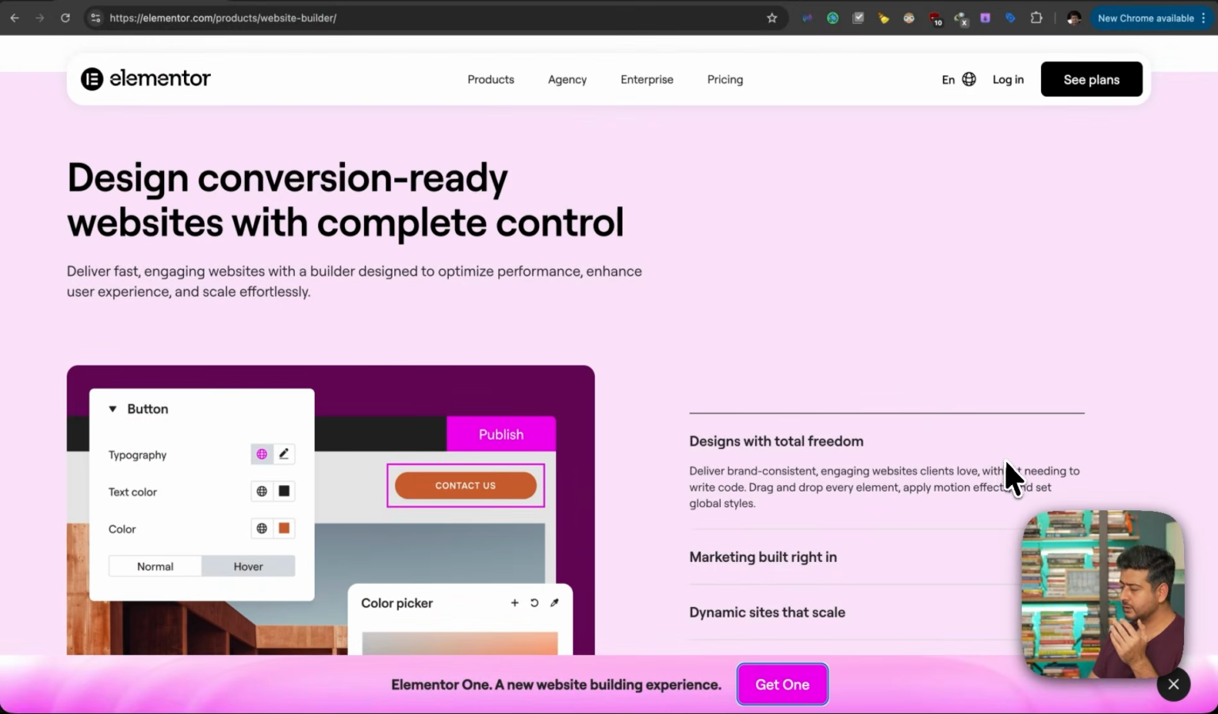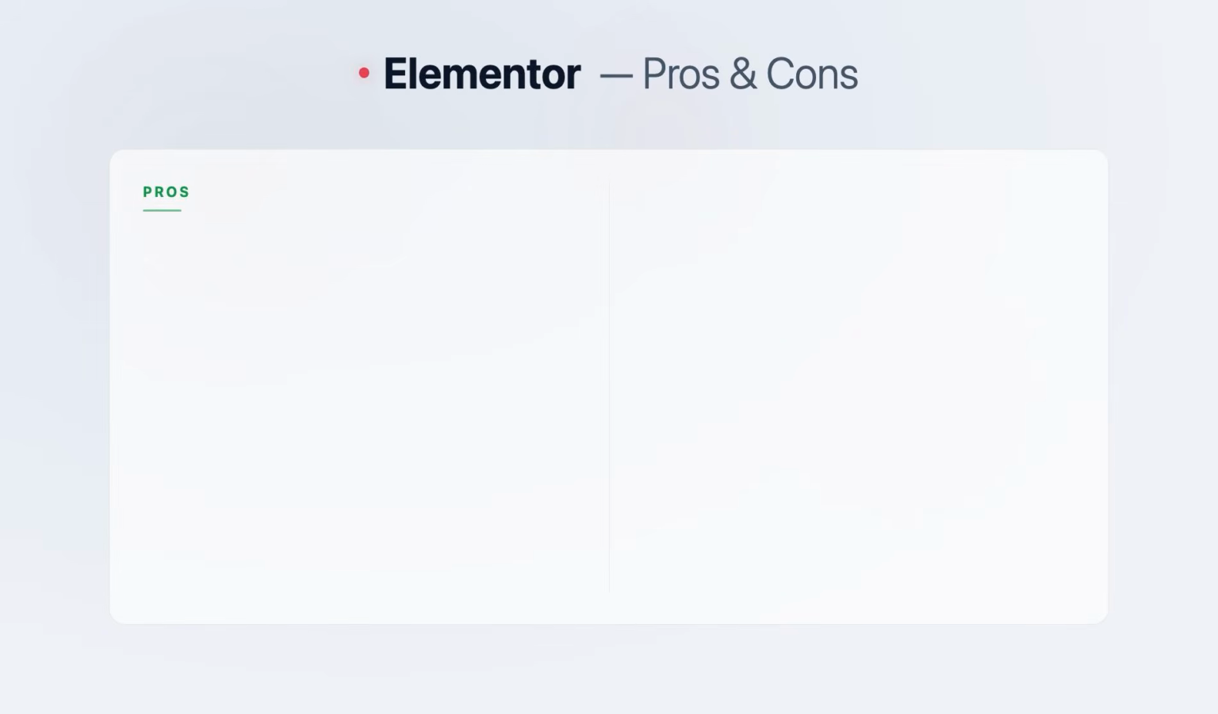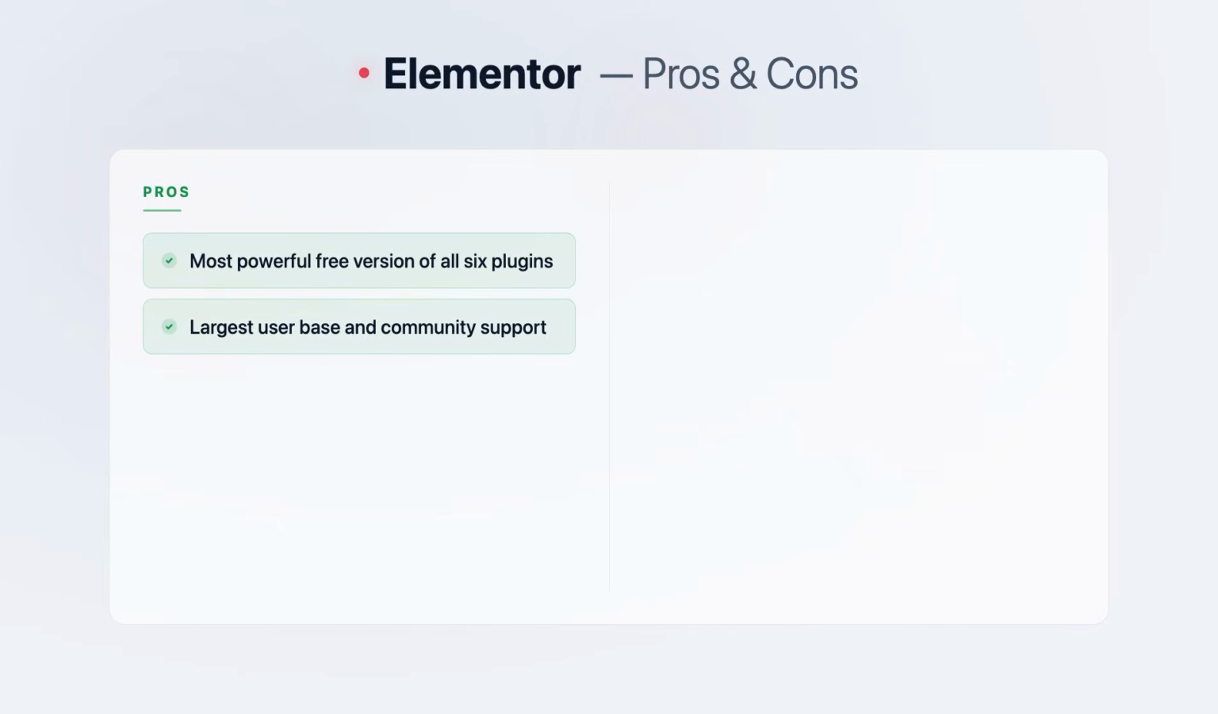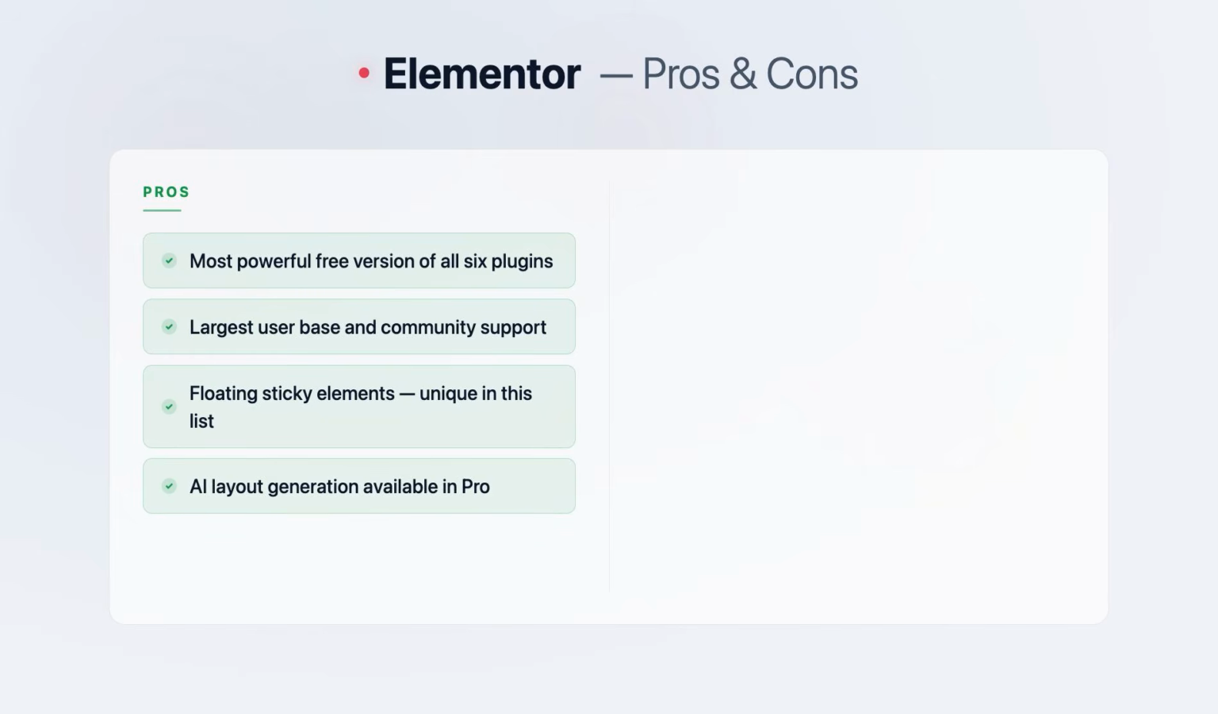If I talk about the pros and cons, one of the most capable free versions on the market, and you can build real landing pages with Elementor's free version as well, which is also true for SeedProd. It has a very big, large user base, which means that most third-party plugins, add-ons, and community support are available. You have things like floating sticky bars and other things which are useful for conversions and CTAs. And AI layout generation is also now available, which is something you might like or might not like.